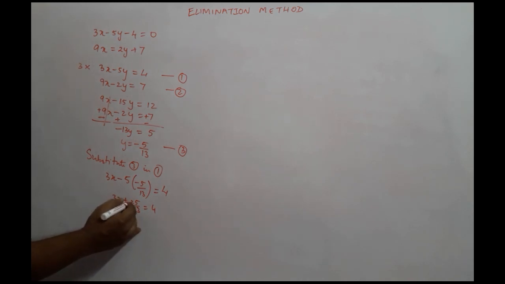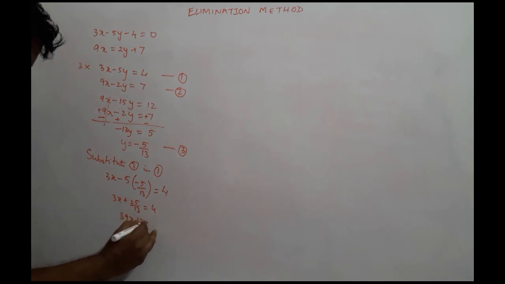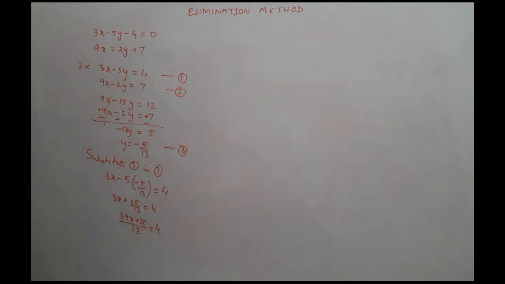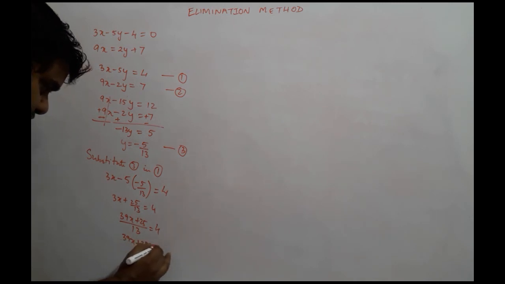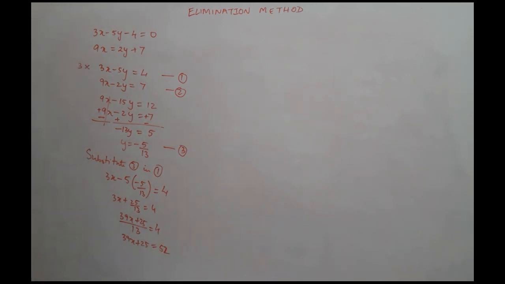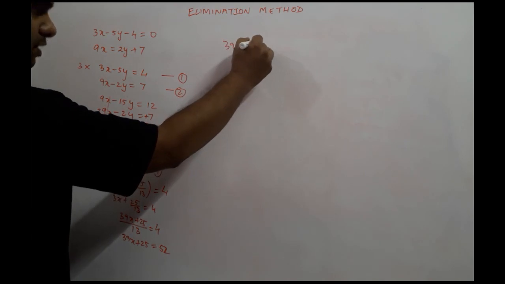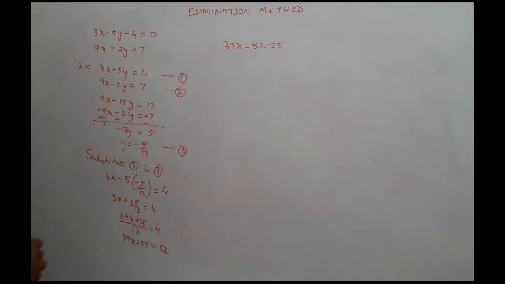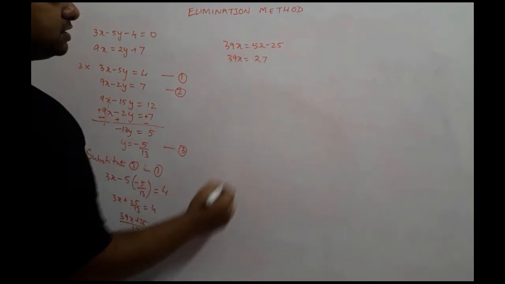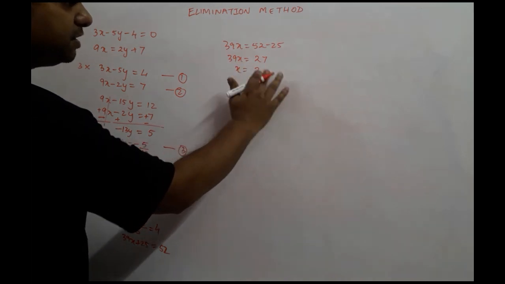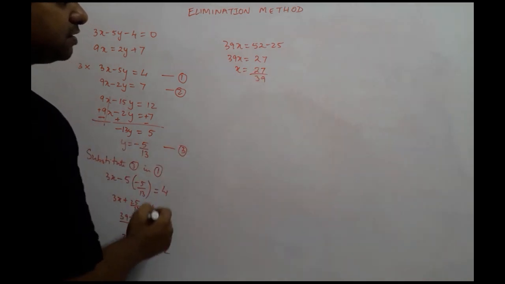Now to add both of them, we will have to take an LCM to make sure that the denominators are common. So 13 into 3 gives us 39x plus 25 whole thing upon 13 equal to 4. Then 13 will be multiplied with 4 and we will get 39x plus 25 equal to 52. Now 25 will go on the other side and we will get 39x equal to 52 minus 25, which gives us 27. X we keep it over there, 27 remains as a numerator and 39 gets divided in the denominator.